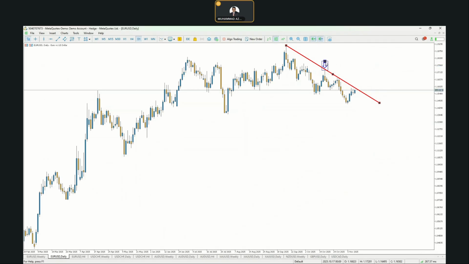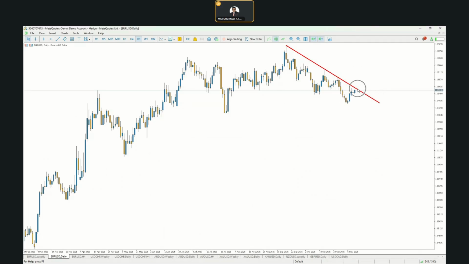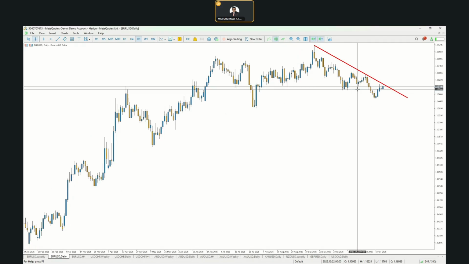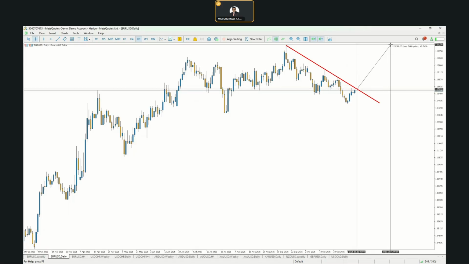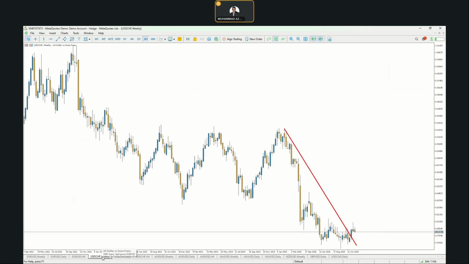So if market really wants to rise up, then we should get a bullish breakout above this trend line. If it happens, then obviously the chances are high that Euro USD is going to rise up even further. Next one is the US dollar Swiss franc.